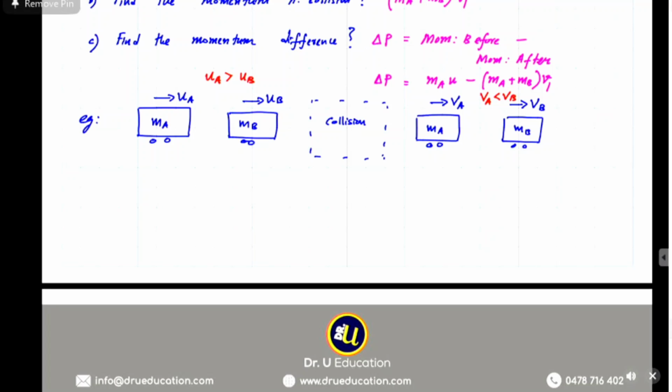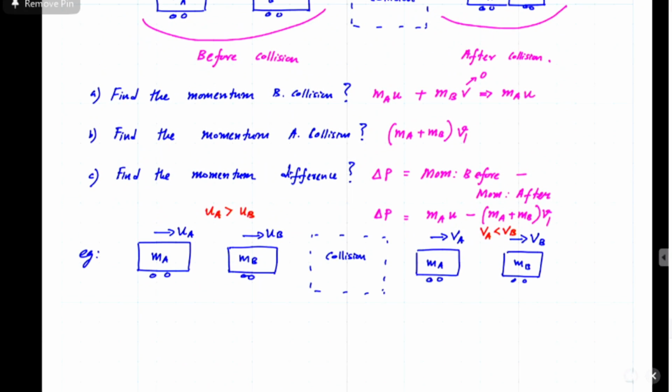Right? So now if VA is less than VB, that makes sure that this is not going to collide with this one again. So this is the situation. Now what you have to do is find these three again. So put A, B, C, and then find the initial momentum, final momentum, and then the momentum difference. Okay, find that.